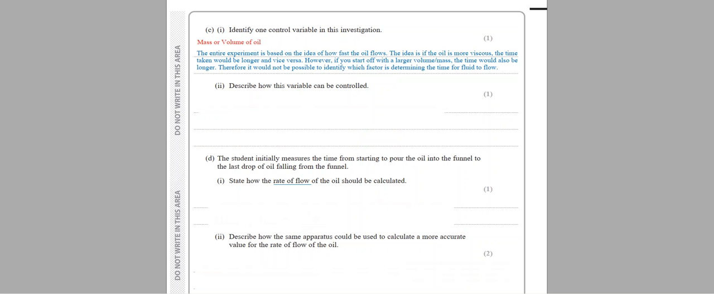And describe how this variable can be controlled. Check the volume of the fluid remaining in the measuring cylinder after pouring each time. So you need to check how much volume we are pouring in.